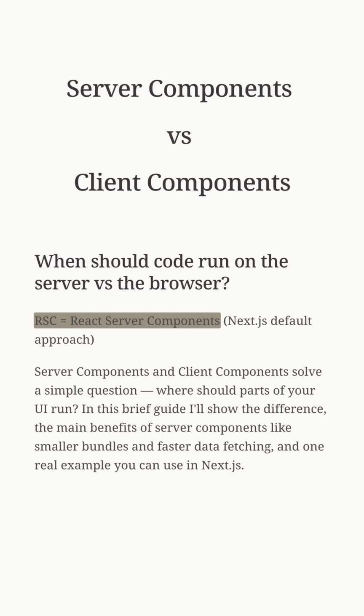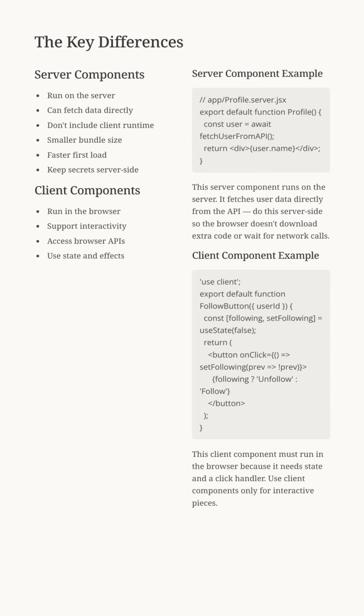Client components, on the other hand, are used when you need interactivity, like handling clicks or managing local state. Here are the main differences. Server components run only on the server. They can fetch data directly, don't include client runtime, and result in smaller bundles and faster first loads. They also help keep sensitive logic hidden on the server.